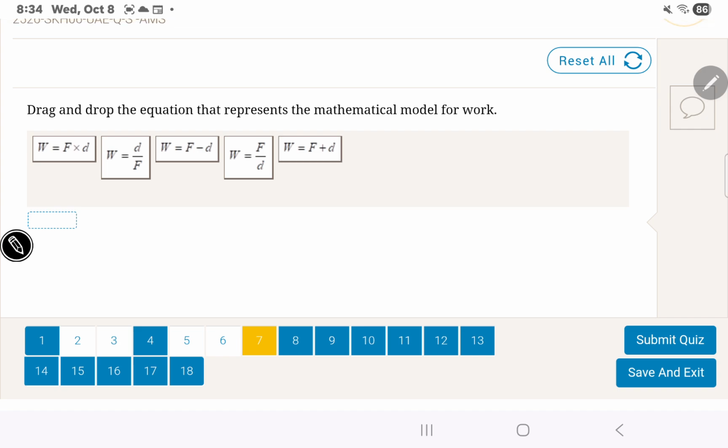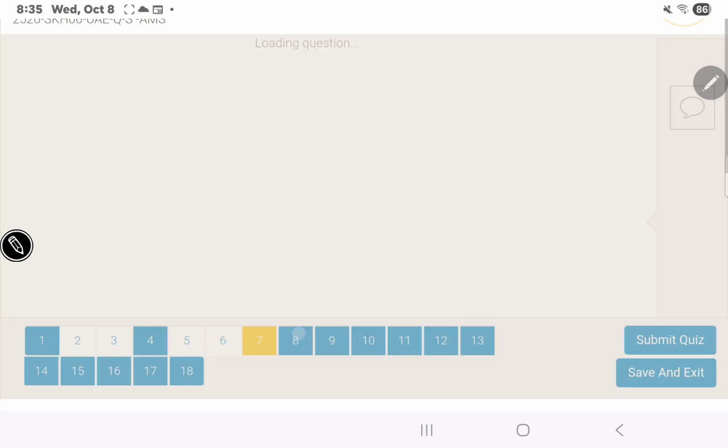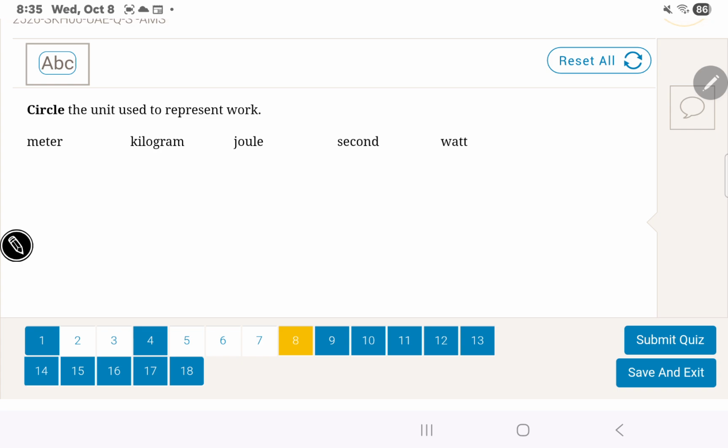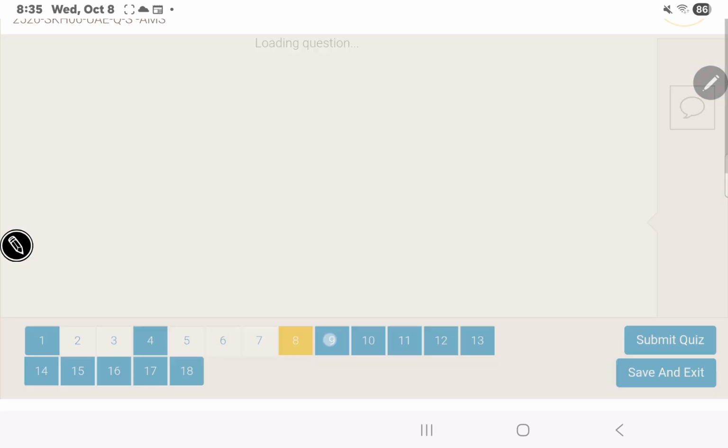Question number 7. Drag and drop the equation that represents the mathematical model for work. We know that work is equal to force times distance or force times displacement. So that's the option you have to choose. Question 8. Circle the unit that represents work. What represents work is the joule. That's the unit of work.